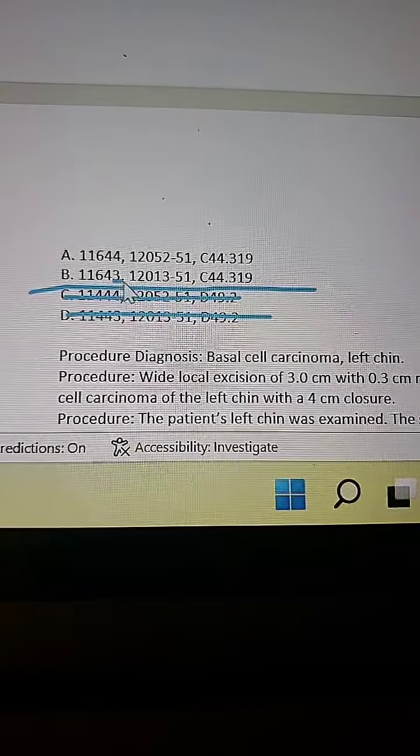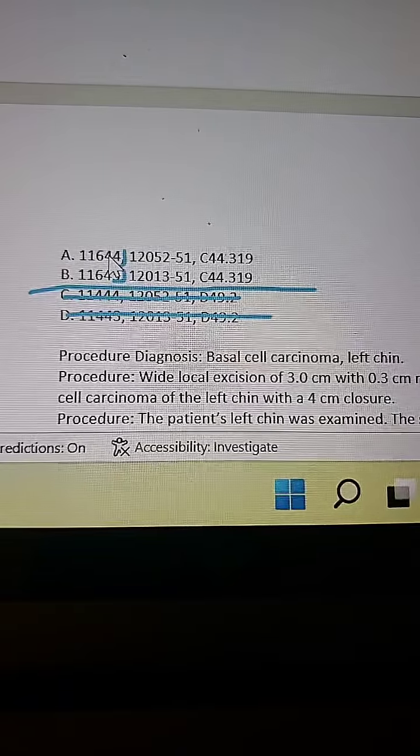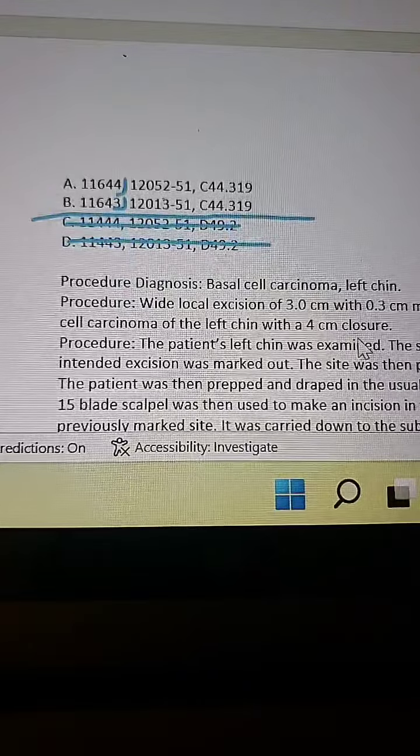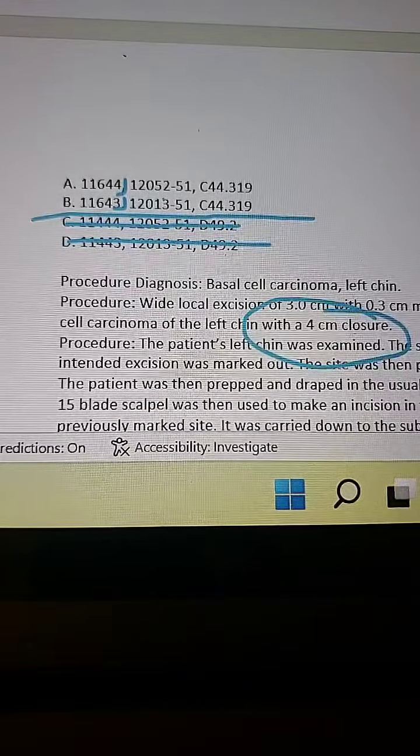We just need to know our differences between our 43 and our 44. And that is just in size. How big are we doing? How big?